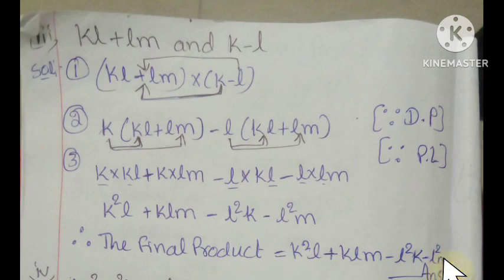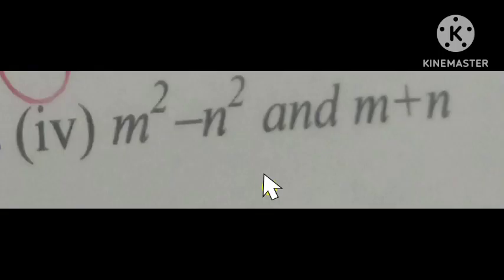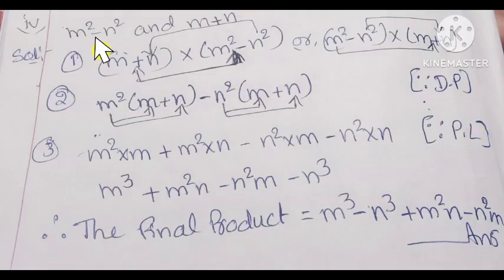Next we will go to the fourth problem. Let's see the problem in your textbook. I will read the problem: M square minus n square and m plus n. These two binomials are given. To find the product of the two binomials. Let's see the solution for this problem.